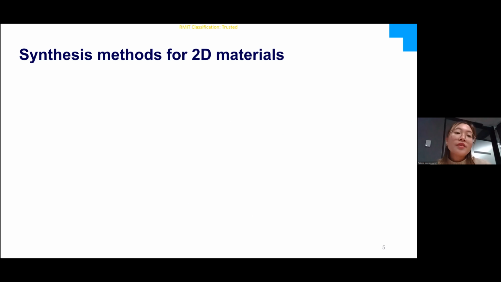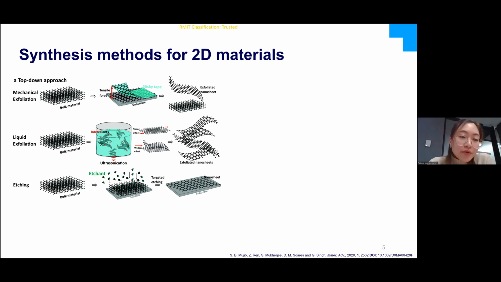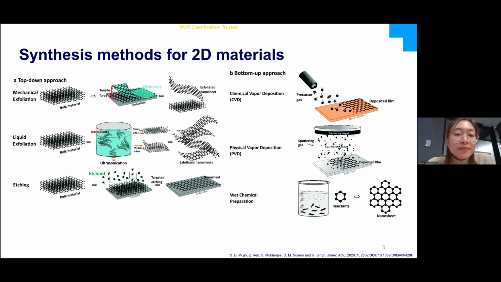So as everyone knows, these days you've got a bunch of techniques when you want to synthesize 2D materials. You've got top-down approaches, including, for example, mechanical exfoliation or the Scotch tape technique, liquid exfoliation, the etching, and you also have bottom-up approaches such as chemical vapor deposition, physical vapor deposition, wet chemical preparation, and so on.